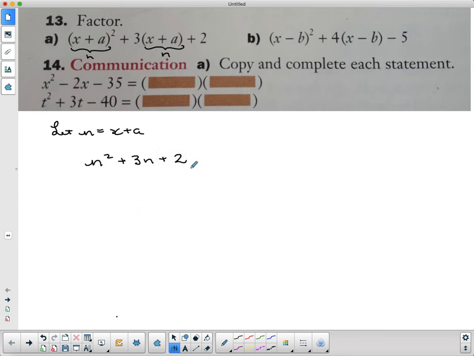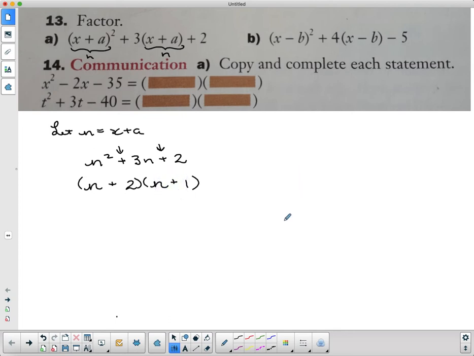Now this is considerably easier to factor. We know that there has to be n's at the start. This is a simple trinomial, so we have to multiply to 2 and add to 3. And the only way you do that is with a 2 and a 1. This tells me that the signs are both the same, so then I look at this one and it tells me that they're both positive.